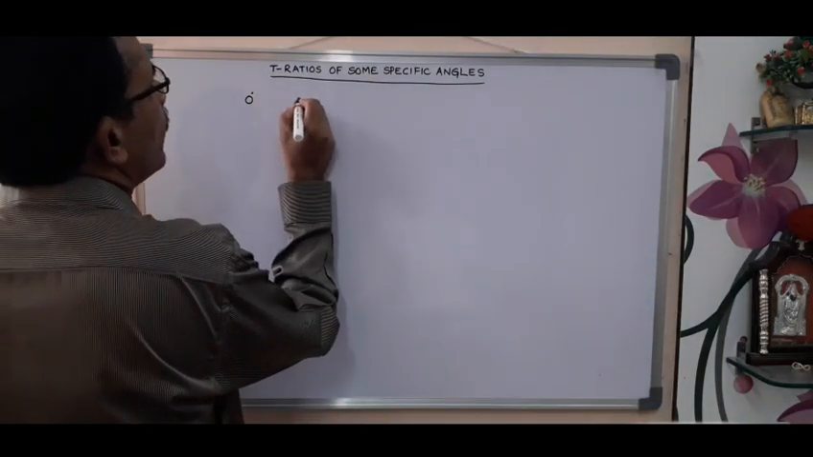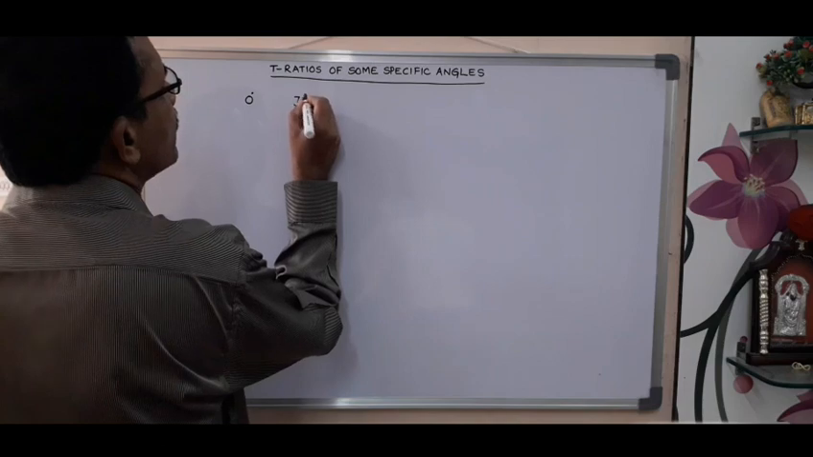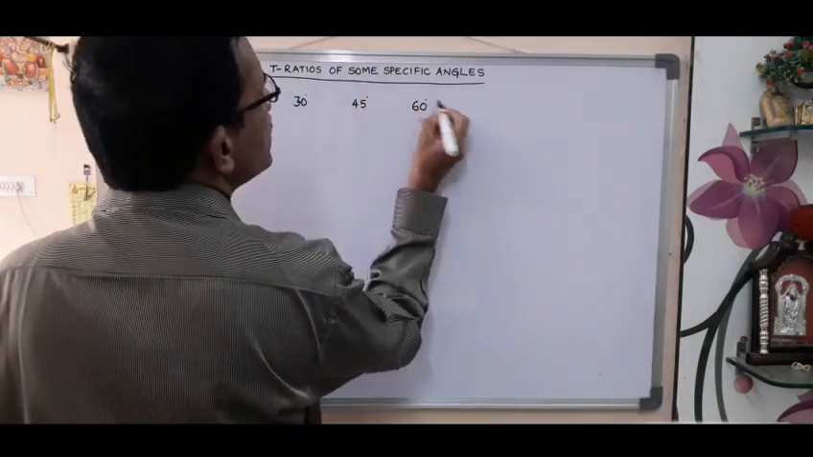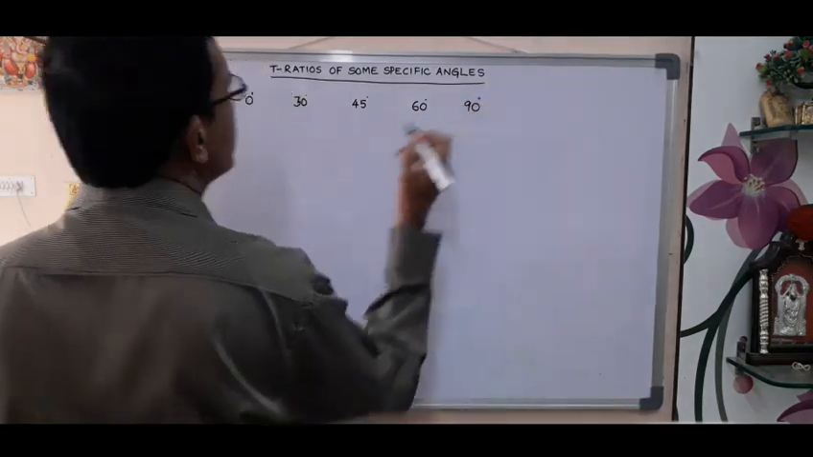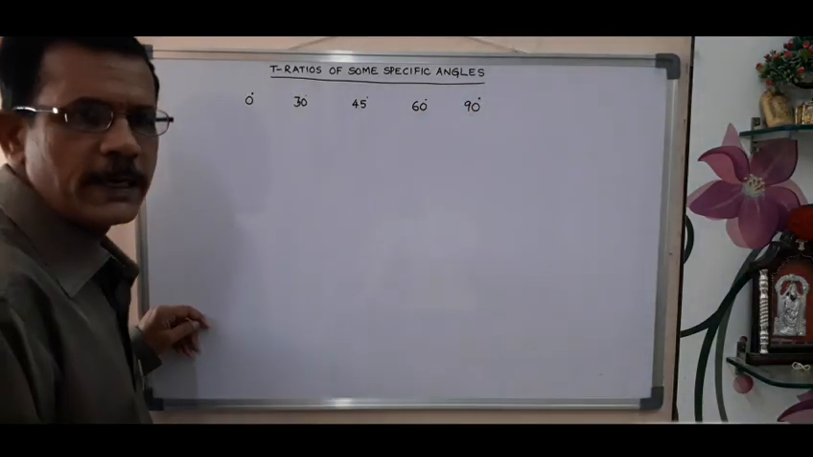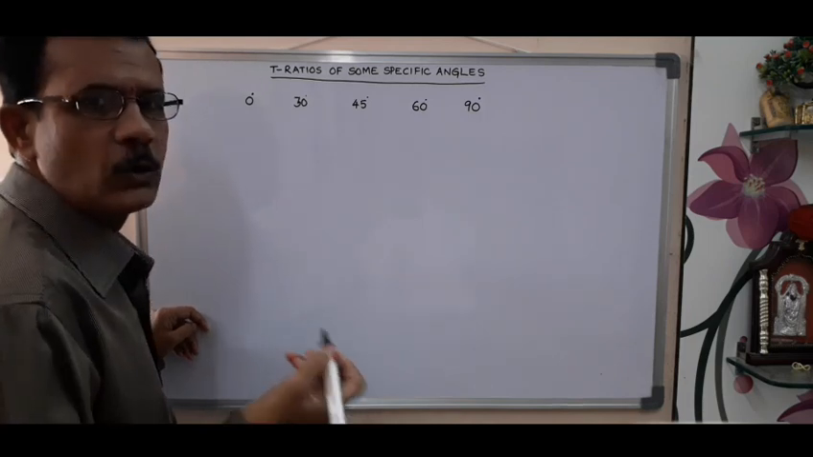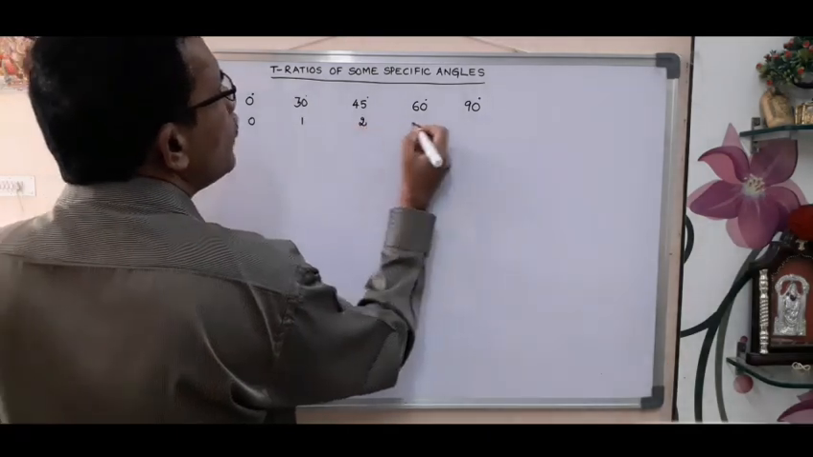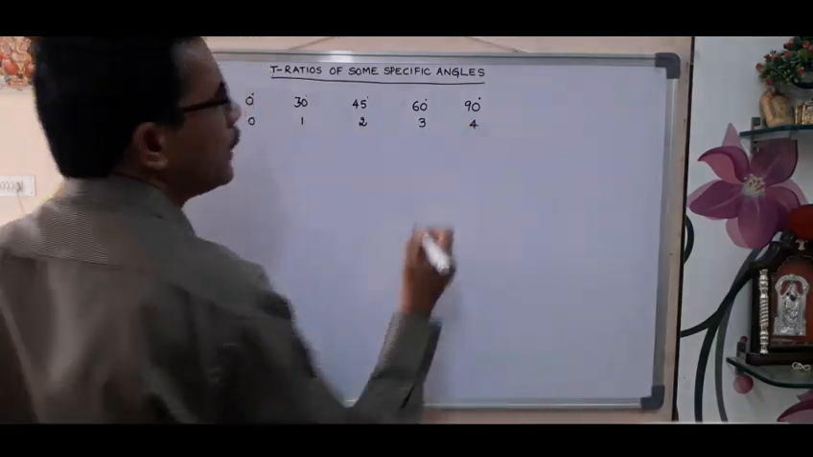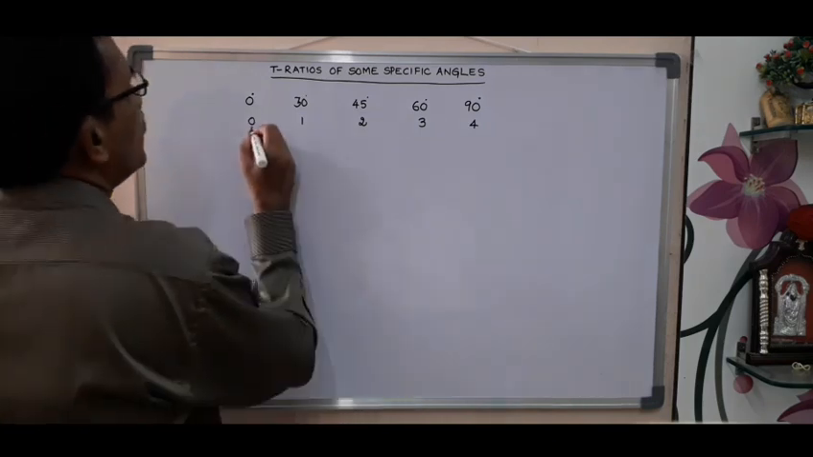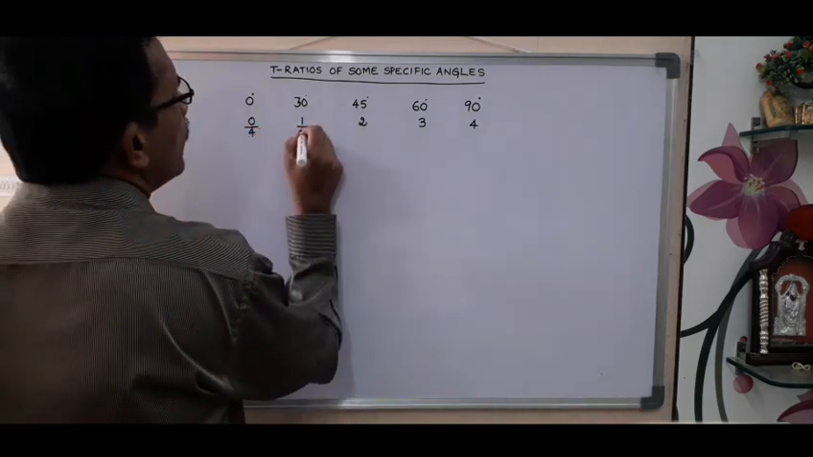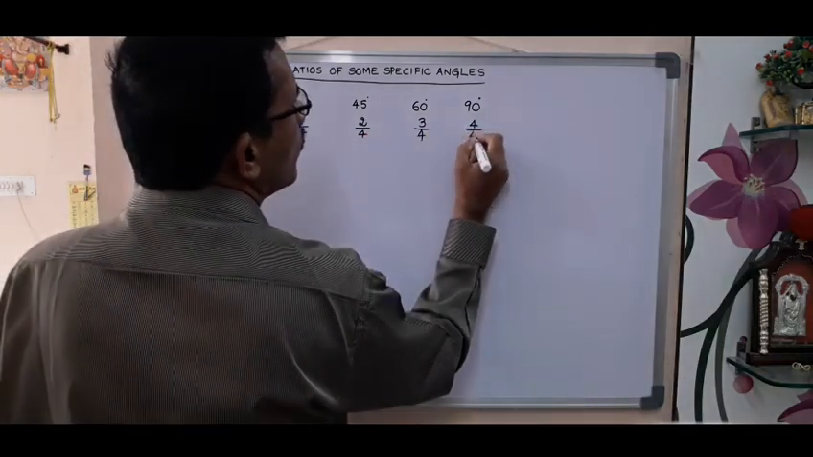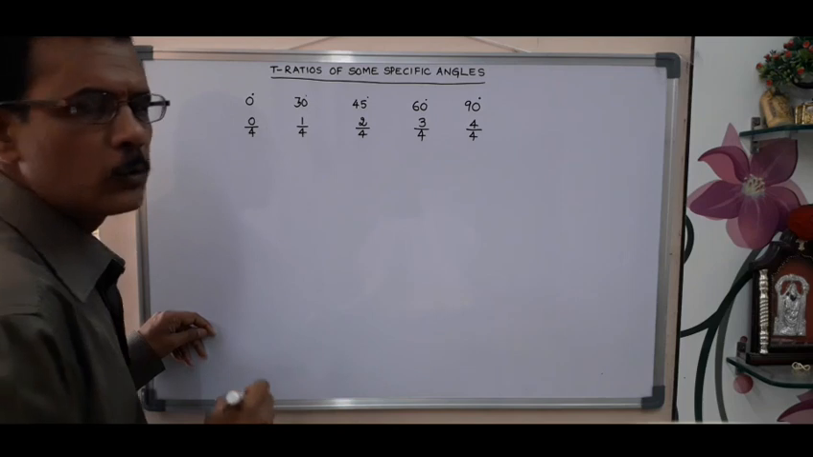0 degrees, 30 degrees, 45 degrees, 60 degrees and 90 degrees. First let us write numbers 0 to 4 in increasing order: 0, 1, 2, 3, 4. Divide each number by 4. Apply square root for each number.